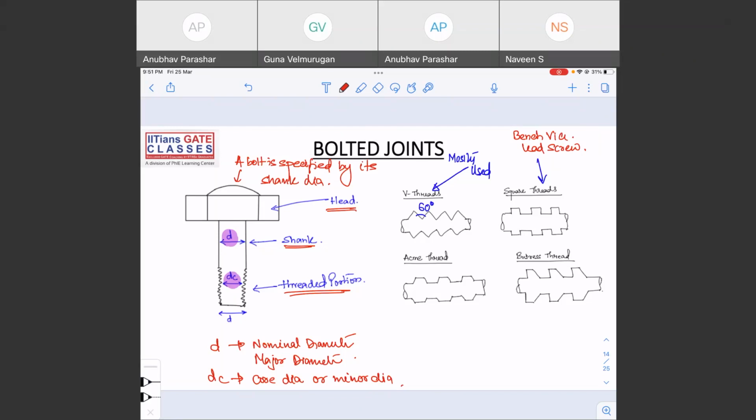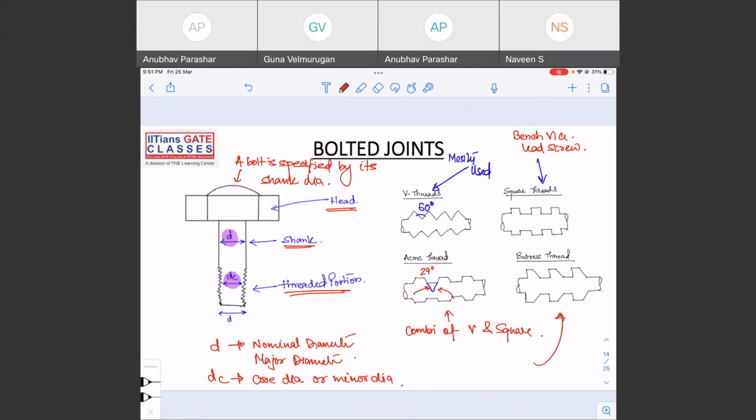What is acme thread? You can see acme thread is a combination of V and square threads. Sometimes this question is asked: what is this angle? This angle in acme threads is 29 degrees. Sometimes this is asked because it is an unusual kind of angle.